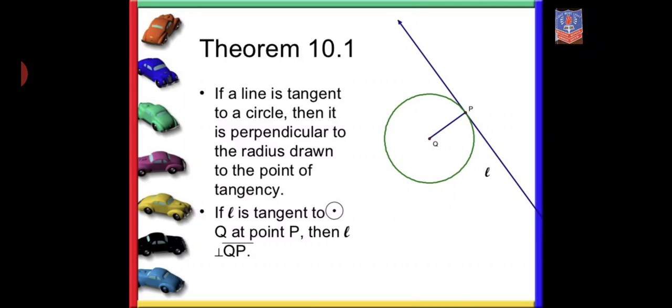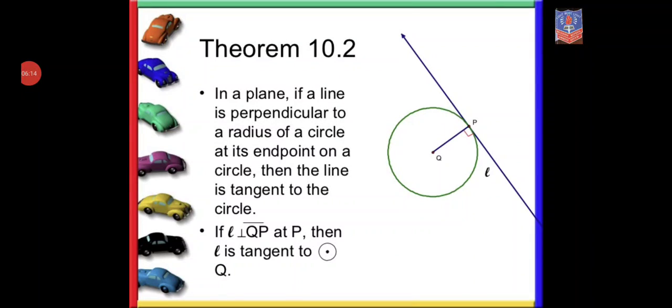So once again, students, if there is a line L which is a tangent to a circle, and P is the point of contact and Q is the center of the circle, then this line L is perpendicular to what? QP, that is the radius. It means the tangent line and the radius are perpendicular to each other at the point of contact. Okay students, so this is your theorem 10.1.